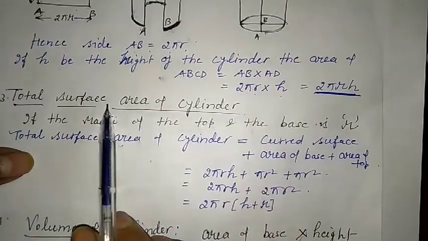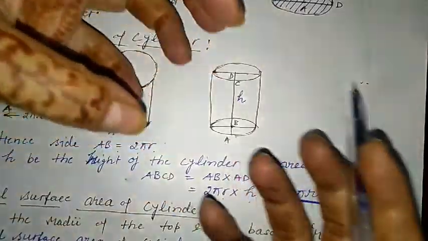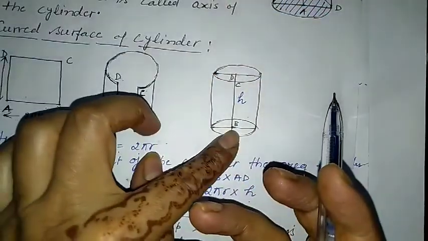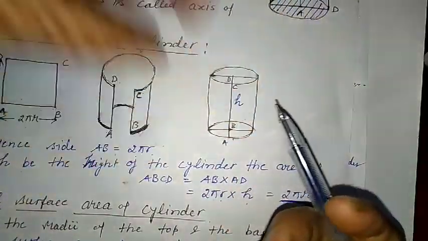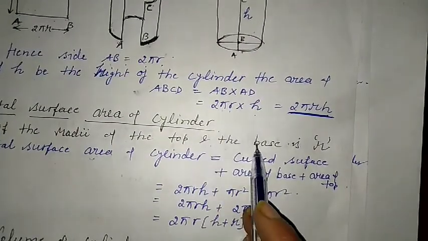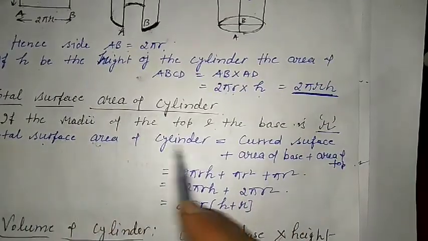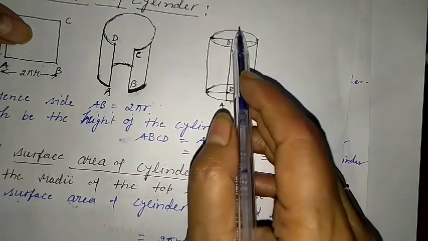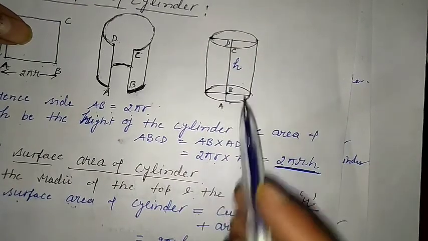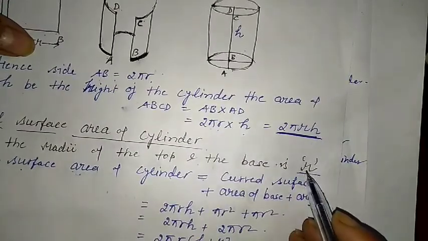Now the total surface area of the cylinder. This we already have. We put a lid on top and one lid at the bottom, so we cut two circular parts and put one on top and one at the bottom. So if the radius of the top and the base is r, the radius will remain the same. The two circular surfaces are here with radius r.